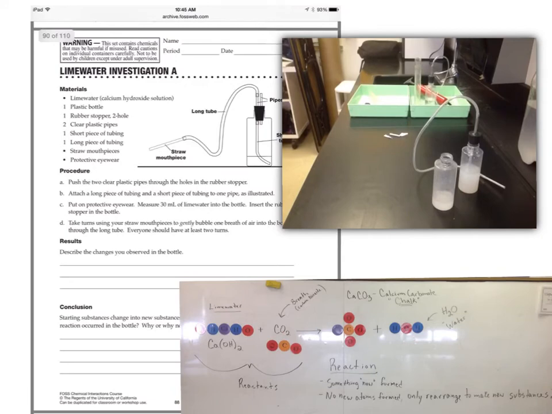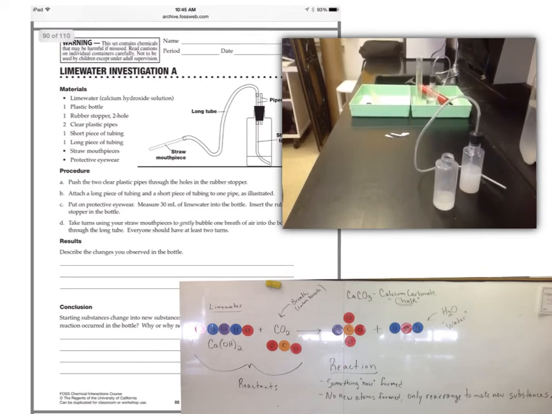So the takeaway here, the thing I want you to remember, is 8 atoms in, 8 atoms out. Calcium hydroxide, carbon dioxide in, calcium carbonate, which is chalk, and water out. No new atoms are formed. So in a reaction, something new is formed because the atoms rearrange to make new substances, but no new atoms are formed. They only rearrange.